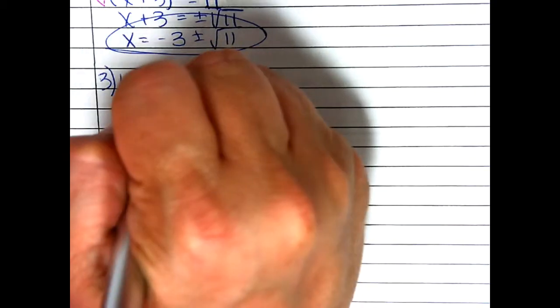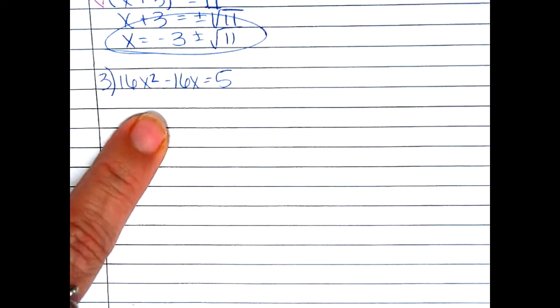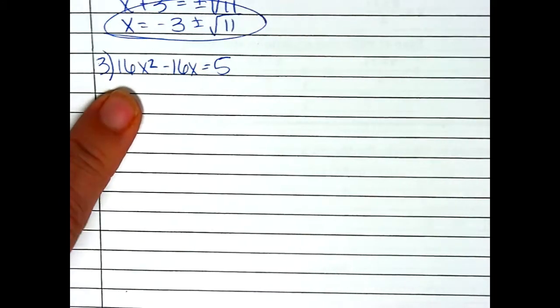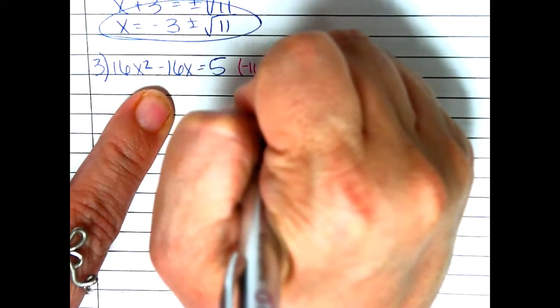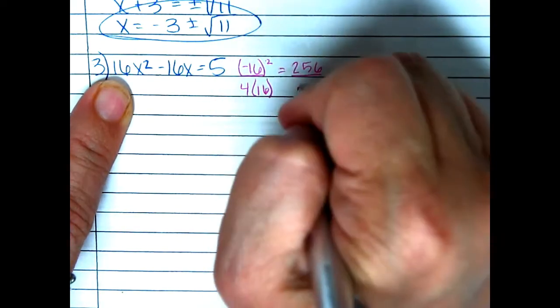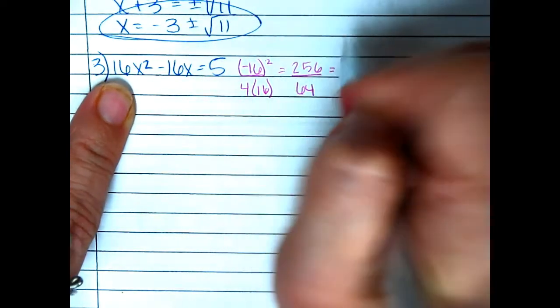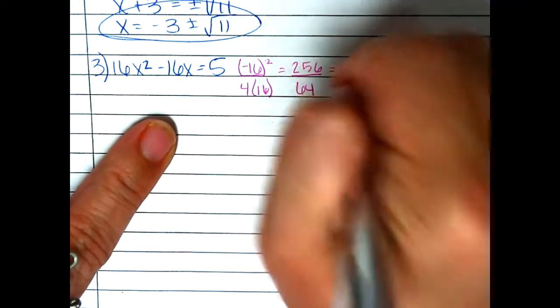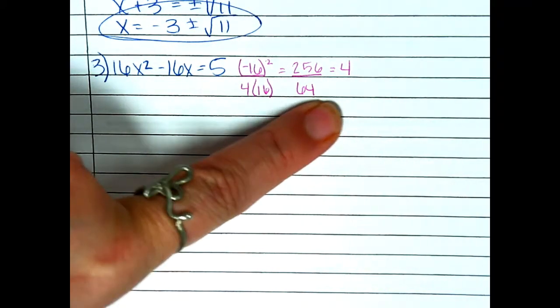Example number 3 is 16x squared minus 16x equals 5. Okay, it's in the correct format. My a term is a perfect square, so I can go ahead and complete the square. So that'd be negative 16 squared over 4 times 16. Negative 16 squared is 256, and 4 times 16 is 64. 256 divided by 64 is 4. So I need to add my 4 to both sides.